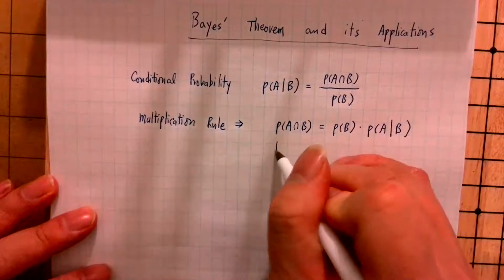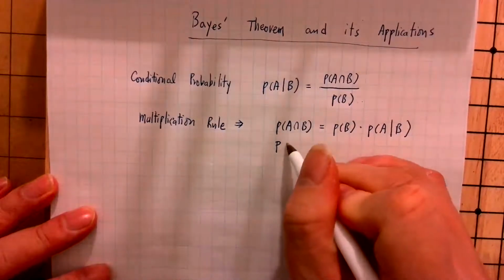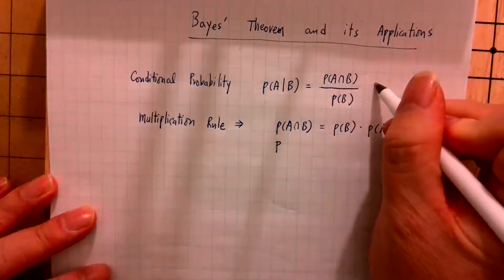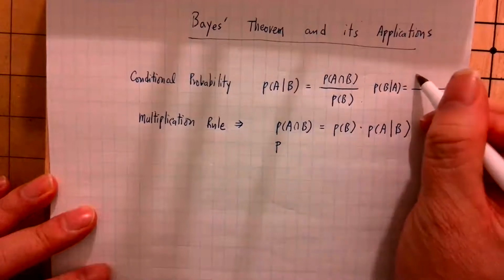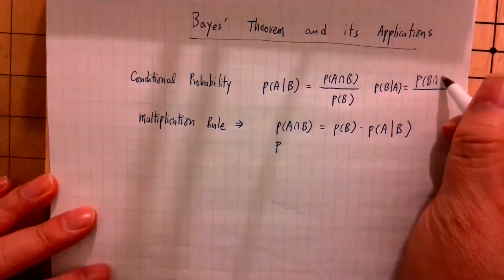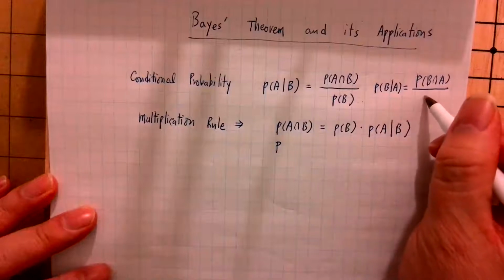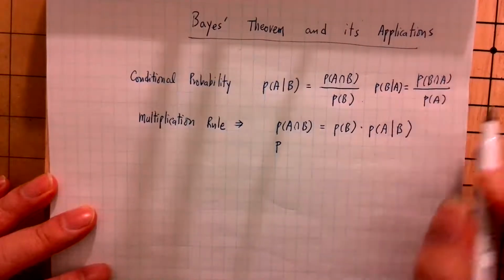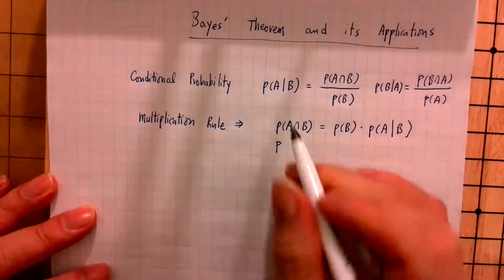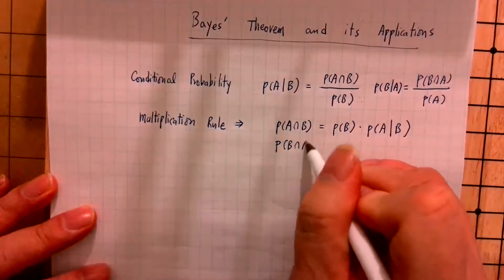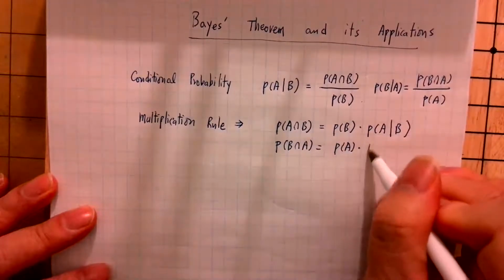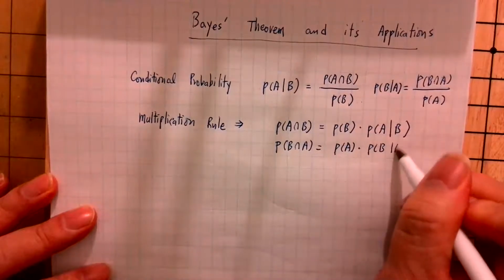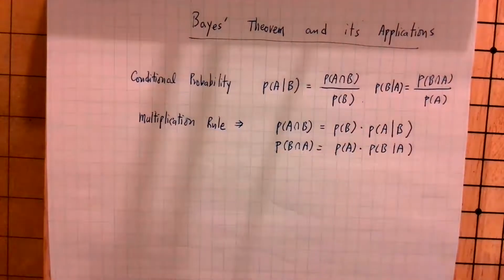Or you say, similarly, look at here, probability of B given A is probability of B and A over P(A). If you multiply by P(A) on both sides, you get P(B and A) is equal to P(A) times P(B given A). Okay? A and B, B and A, they are the same.